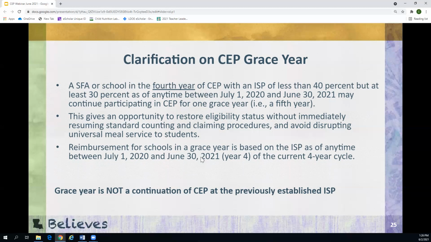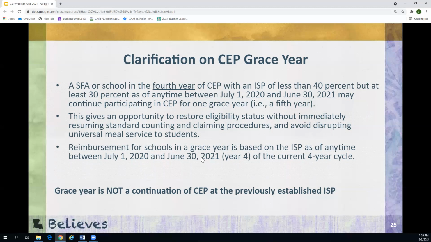If there's an identified student percentage that may be less than 40%, but at least 30%, at any time between July 1st and June 30th this year, the school system can elect to participate in CEP for 1 grace year. This gives an opportunity to restore eligibility without immediately resuming your standard counting and claiming, and can also avoid disruptions of universal meals.